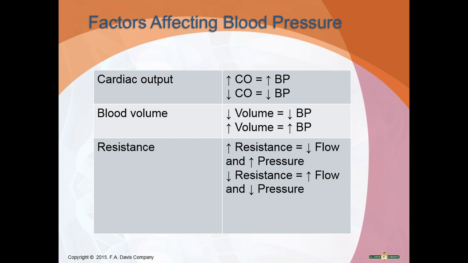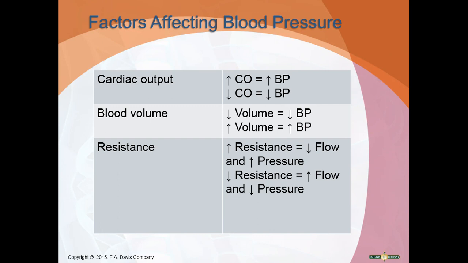So blood volume. When blood volume declines, such as from dehydration or hemorrhage, blood pressure falls. To try and preserve blood pressure, the kidneys reduce urine output, which helps boost blood volume and raise blood pressure.